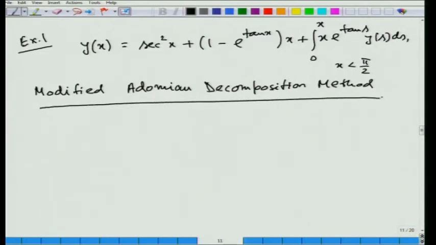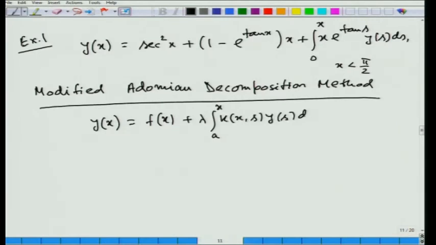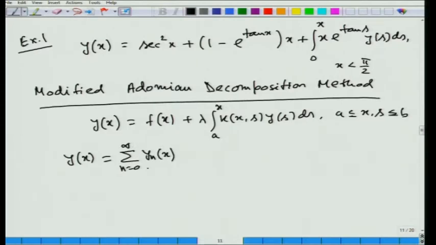So, in this case we have to use the modified Adomian decomposition method. This method says the target equation is y(x) equal to f(x) plus lambda times the integral from a to x of k(x,s) y(s) ds, with a less than or equal to x, s less than or equal to b. We are intended to get the solution in the form of the sum, n running from 0 to infinity, of y_n(x). The modification is that we have to divide f(x) into two parts, f1(x) plus f2(x). This decomposition means that sometimes we have to take f1(x) consisting of one or two terms, such that the integration in the successive steps will be much easier.